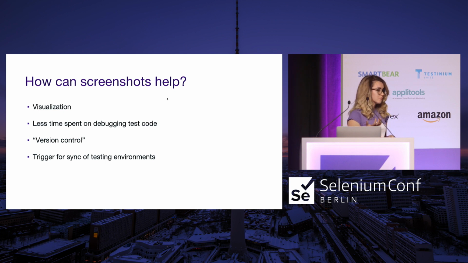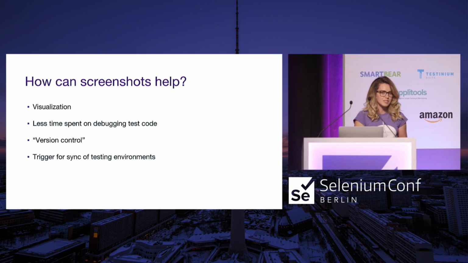And how can this screenshot thing help? First of all, it's visualization. You can just see with your eyes what's going on there and what happened. It's less time spent debugging test code because, as I showed before, we had 4 different reasons, and for debugging each of these 4 reasons, we needed to do some work and spend some time. With a screenshot, you can see that it's only 1 out of 4 and spend less time debugging it.